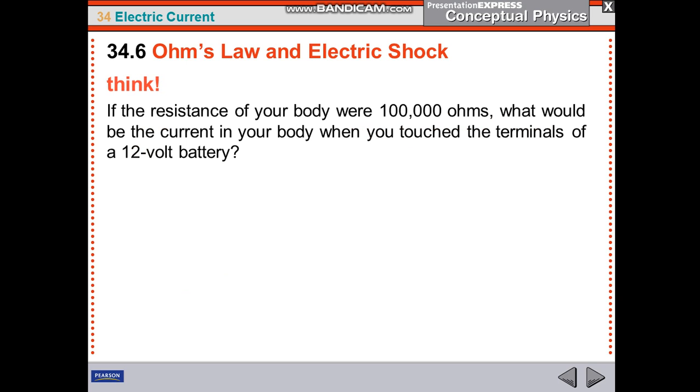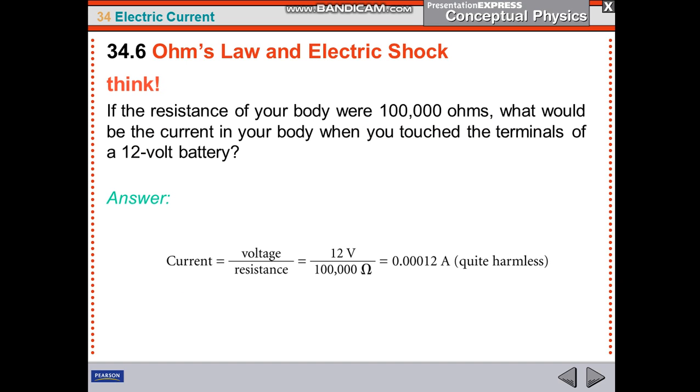So resistance is given, voltage is given, so you can find the current using Ohm's law. The answer is current equals voltage divided by resistance. So here 12 volts divided by 100,000 ohms, so it is 0.00012 ampere, and you learned a table in the previous part. So this will be quite harmless.